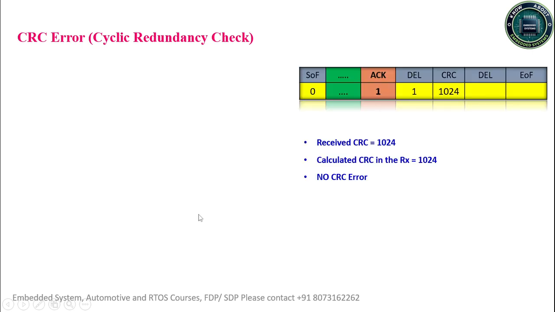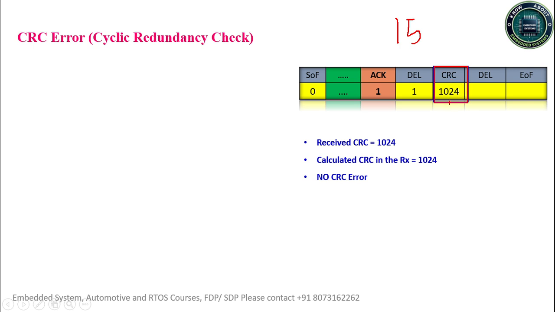Then we have CRC error. So what do you mean by CRC error? Let us consider one frame here. I have one frame like this, and in this frame we will have one important field called CRC. CRC stands for Cyclic Redundancy Code, or Cyclic Redundancy Check. This is 15-bit data, the 15-bit data we are going to transmit here in the CRC field.